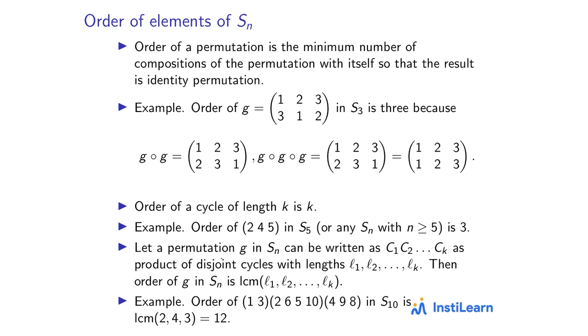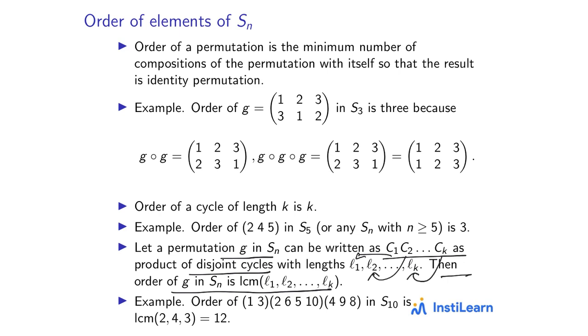So now take any permutation G in Sn and let it be written as C1, C2, Ck as a product of disjoint cycles, and the length of C1 is L1, length of C2 is L2 and length of Ck is Lk. Then the order of G in Sn is the LCM of these lengths, LCM of L1, L2, Lk.